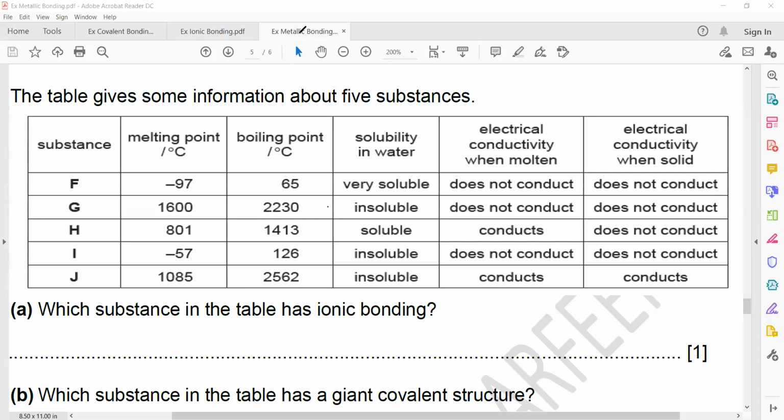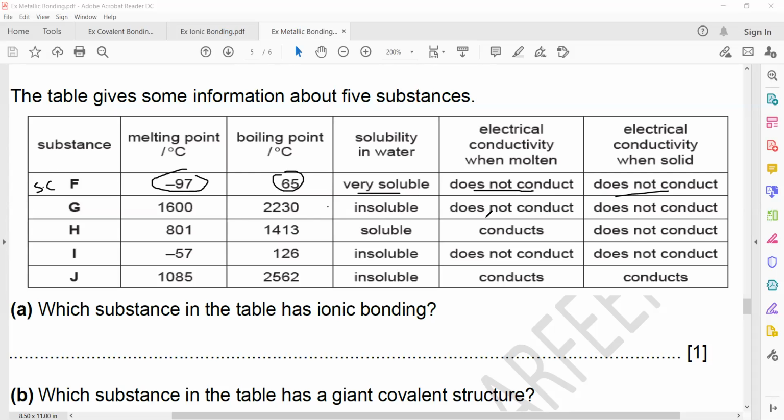So the table gives some information about 5 substances. First, about substance F. You can see here it has a low melting and boiling point. It is soluble, but does not conduct. So whenever a substance does not conduct electricity in the molten, melted state or in the solid state, it definitely will be covalent. And because it has low melting and boiling point, it is a simple covalent structure.